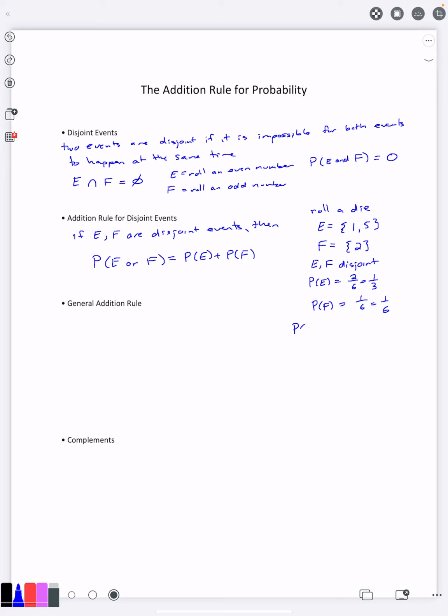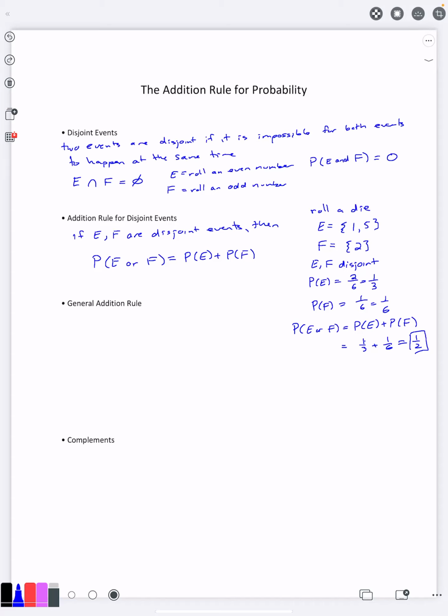This is the probability of E or F here. Because they're disjoint, we can just add them up, and we would have 1/3 plus 1/6, and if you actually add them up, you get 1/2. Feel free to convert that to a percentage if you want, but a lot of times we'll leave things as fractions if we can. So that means the probability of getting either a 1, 5, or 2 is 50%, or half.